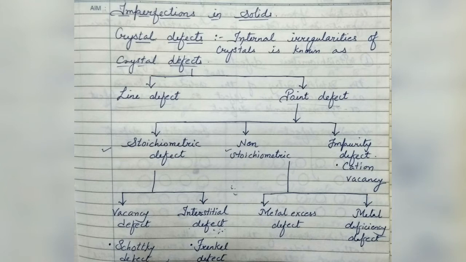Point defect is further bifurcated into stoichiometric defect, non-stoichiometric defect, and impurity defect. Further, stoichiometric defect is of two types: vacancy defect and interstitial defect. If we talk about non-stoichiometric, we are going to have metal defect, in the sense metal excess defect and metal deficiency defect. So we are going to see each of them one by one in this particular unit, and understand them in detail. Dear student, here we have to understand vacancy defect is somewhat related to the Schottky defect, that we are going to learn. Interstitial is somewhat related to the Frenkel, not exactly.